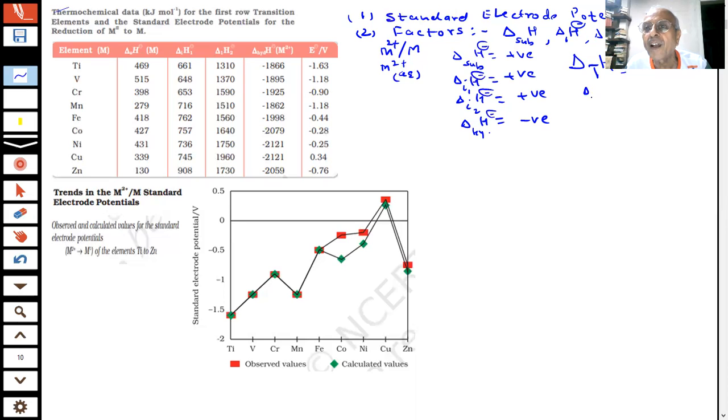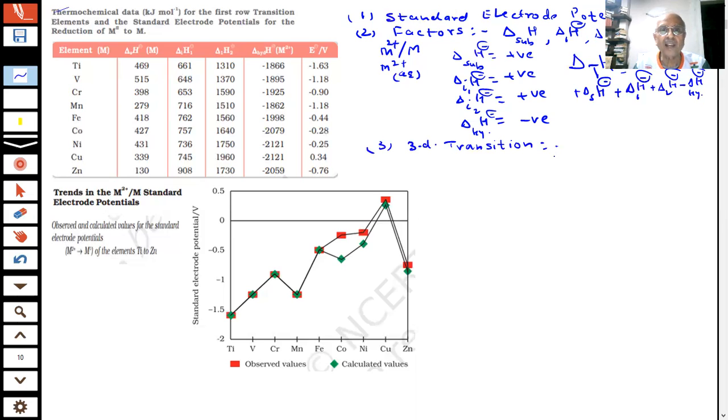The sum is delta sublimation, which is positive, then delta I1 H positive, delta I2 H positive, minus delta hydration H. This is going to add up to give me the values of this. Therefore, students, for the transition 3d series, we decided to calculate the values.